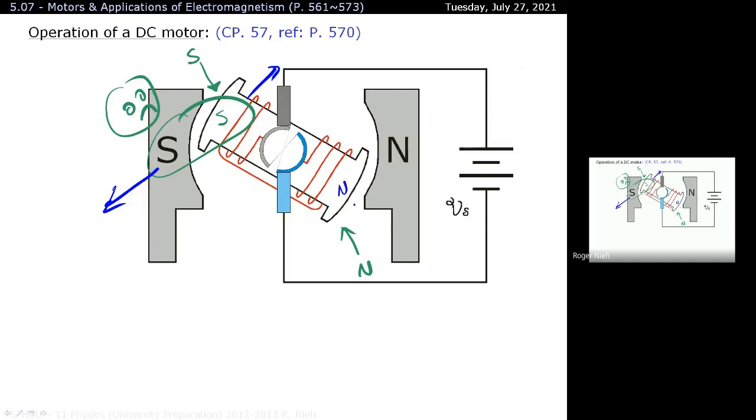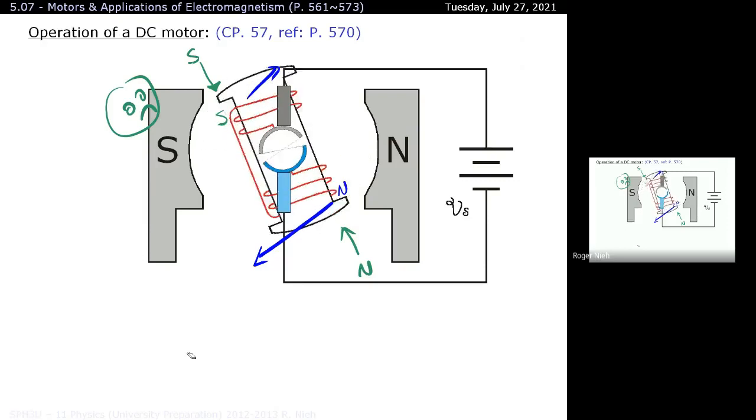Now, remember that over here, this is a north, and I just want to further emphasize that because these two hate each other, they're going to push away as well. Again, the north on the magnet is a permanent magnet and stationary, so it's not going to move. As a result, the armature will start to rotate like so.